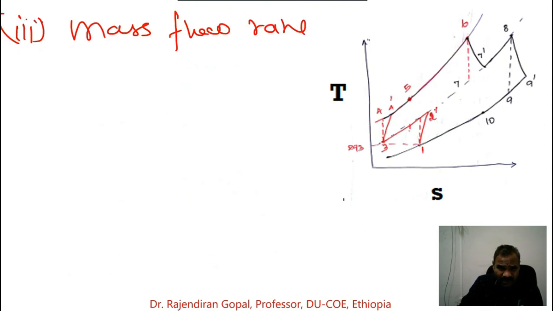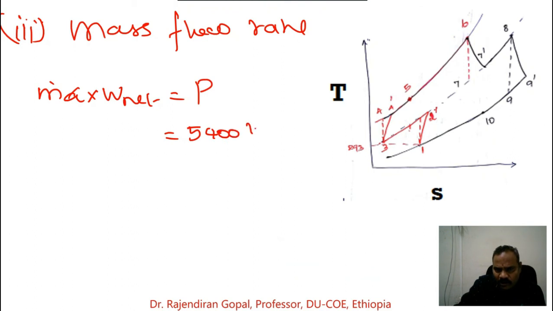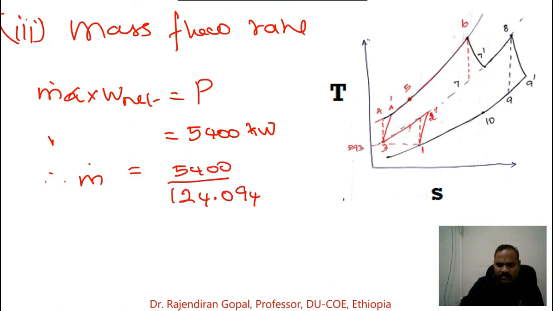Then the third question is mass flow rate. We know that mass flow rate multiplied by work net is equal to power output, that is 5400 kilowatt they given. Therefore mass flow rate is equal to 5400 over W net, 124.094, that is equal to 43.515 kg per second. Answer.